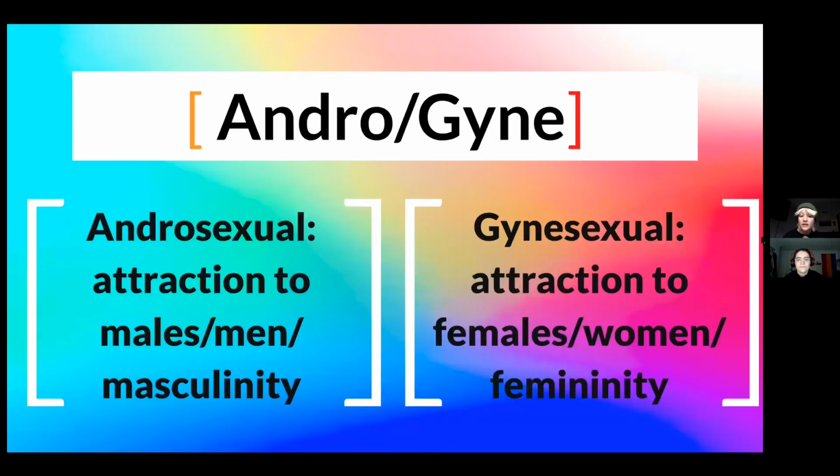All right. So then you have androsexual or gynosexual. So androsexual means attraction to males, men, and masculinity. Gynosexual means an attraction to females, women, and femininity. So these prefixes, andro and gyno, come from anthropological terms to describe general traits and attraction. Both of these terms are used mostly by the non-binary community who want a term to describe a binary attraction, but don't want to use lesbian, gay, or heterosexual.